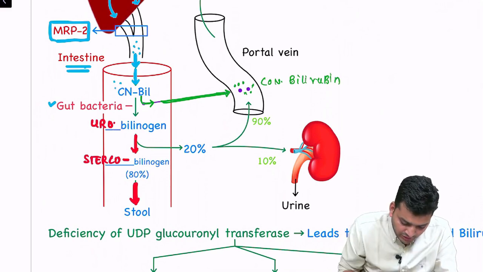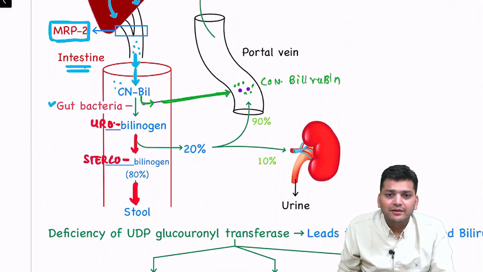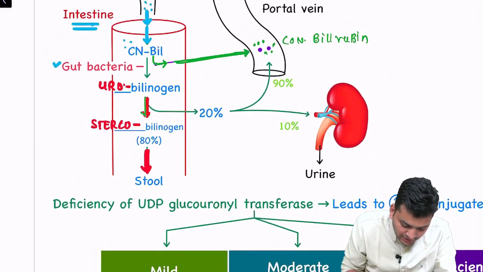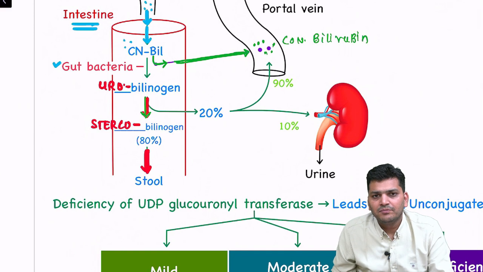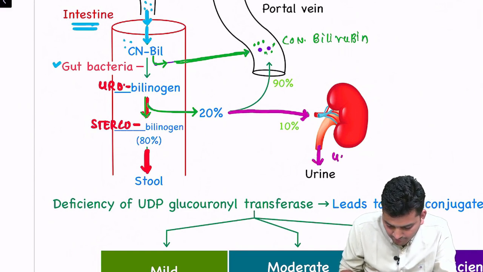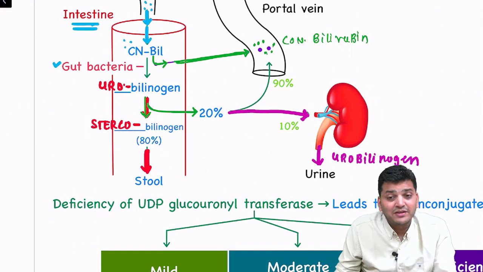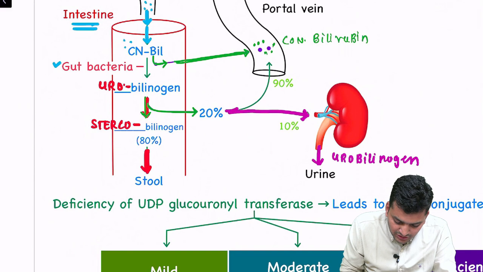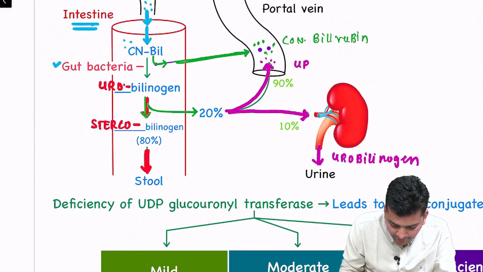Plus, whatever urobilinogen is made, out of that only 80% will convert into stercobilinogen. The remaining 20%, some will be filtered in the kidney and will come in the urine, the urobilinogen. And that is why the color of the urine is also light yellow, and some urobilinogen will be absorbed and will go back towards the liver.